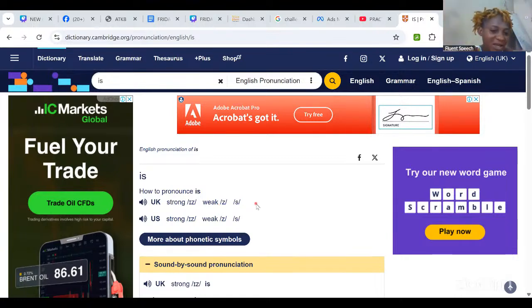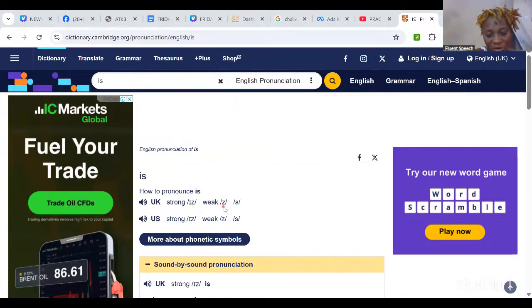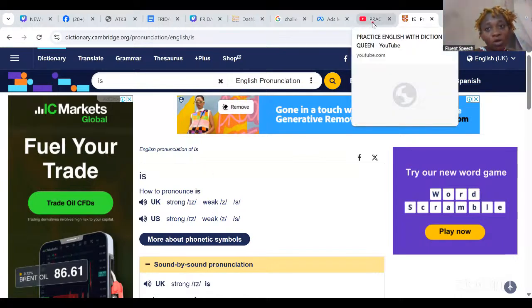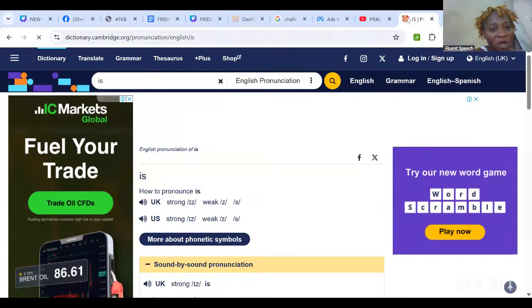So it is important that I am able to decode these transcriptions. When sounds are written in slashes, we call it transcriptions. So it is important that I'm able to decode these transcriptions myself to be able to pronounce the word correctly. So for me to pronounce this word, if I want to use the strong form, I'm supposed to simply say is. So when do we use the strong form in pronunciation?